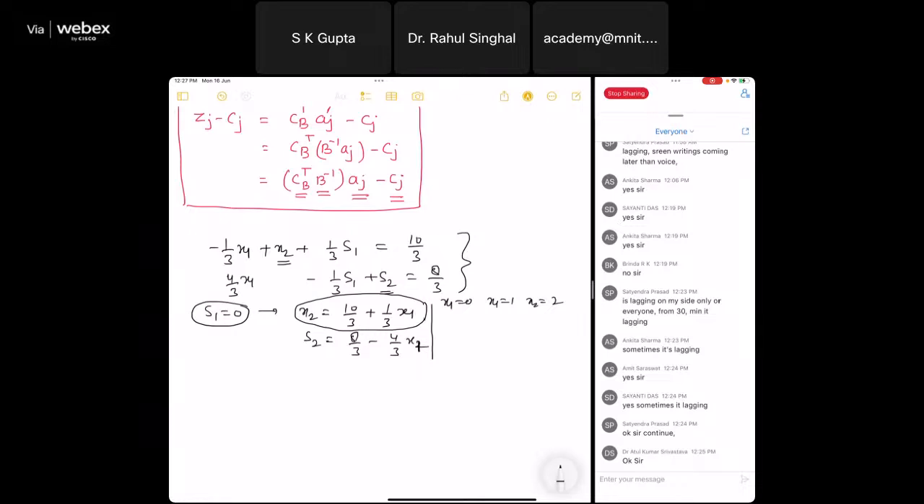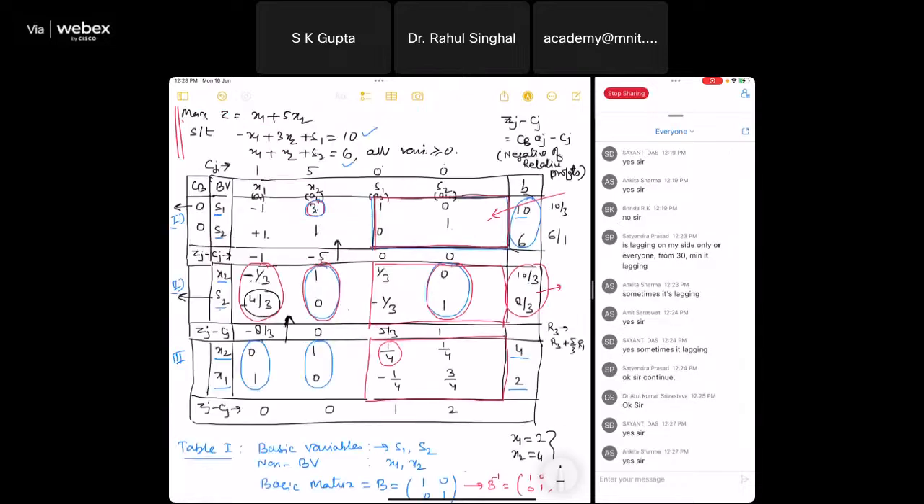Okay. So suppose in the same table both are negative. Suppose you have an example where all the elements in the entering column, the pivot column, are negative or 0. Then what does it mean? Any idea? It means an unbounded solution.